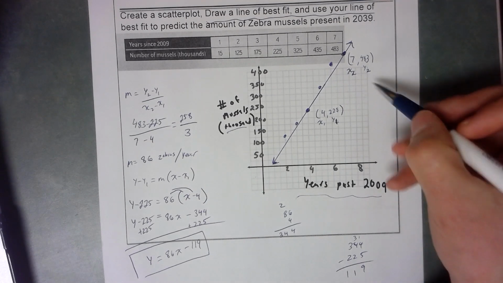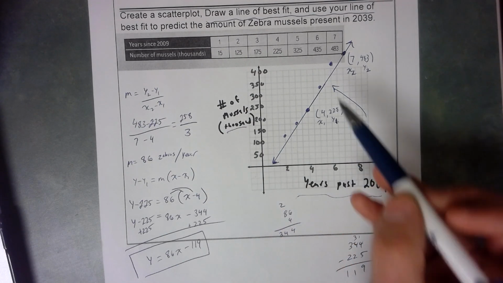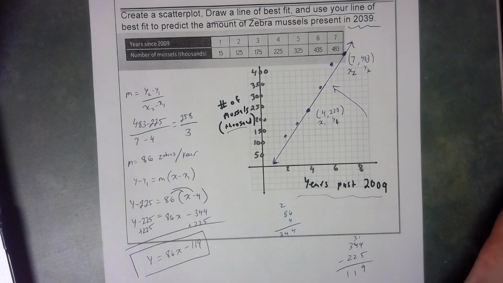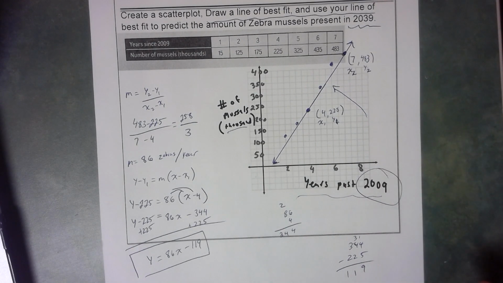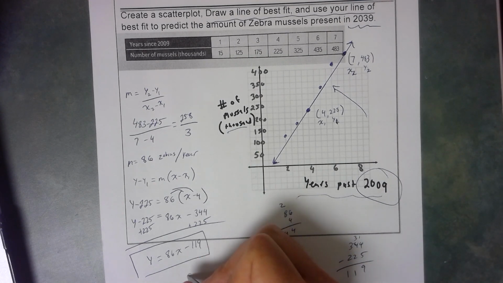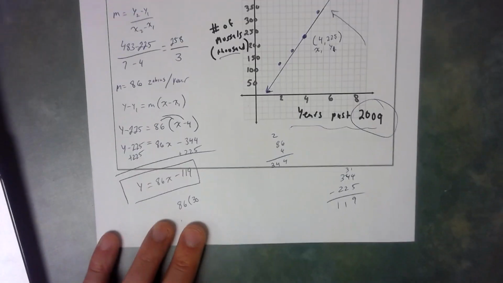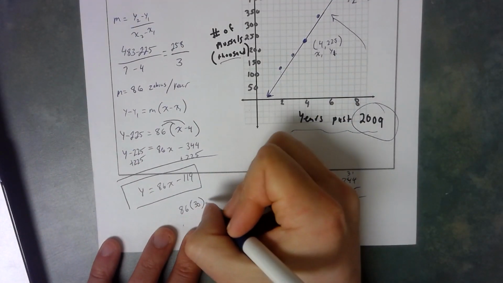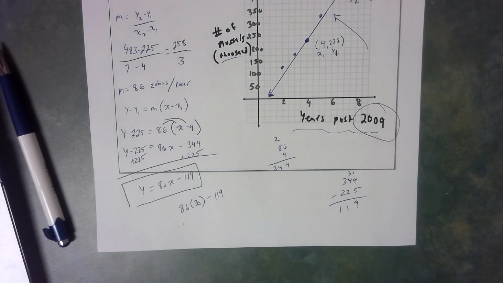All right, and that again just describes this line. This is a slope-intercept equation that describes the line. So a lot to it. Again, this would allow us to predict 2039. Well, that's 30 years past 2009. So we could plug in 30 right here, 86 times 30, and then subtract 119 to figure out approximately how many zebra mussels there would be.